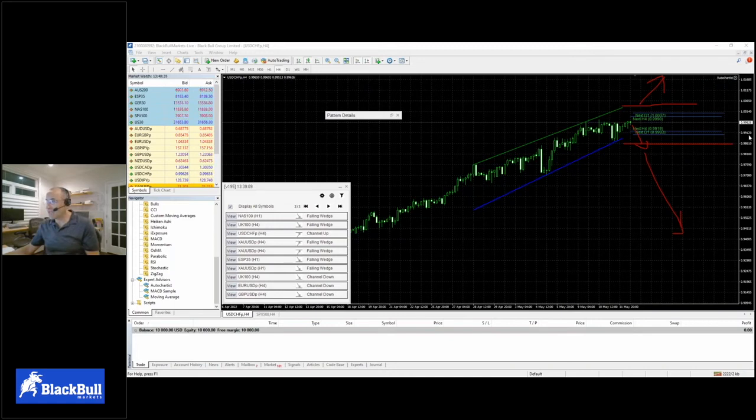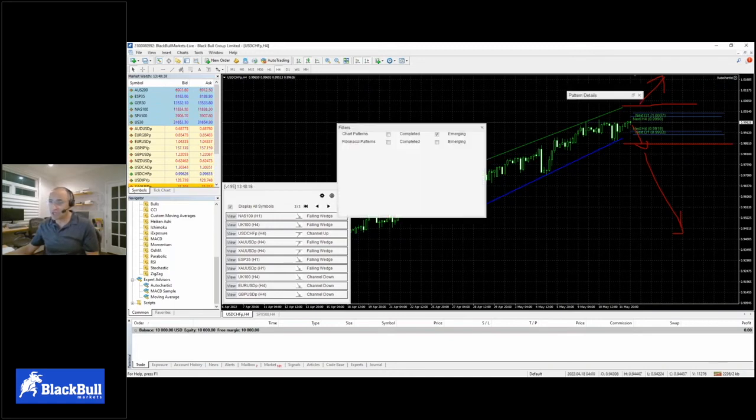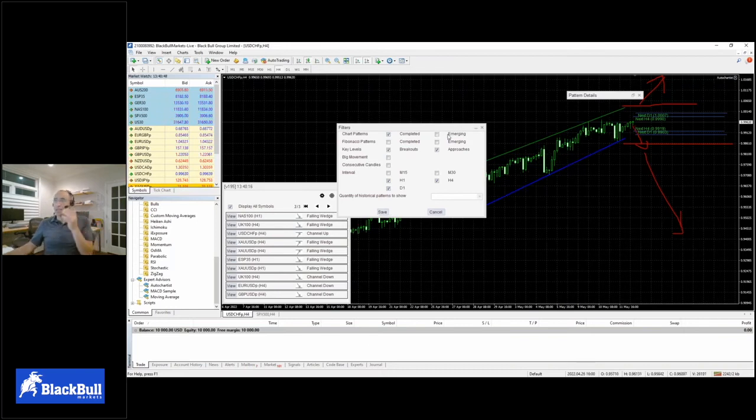For this reason of complexity, you'll notice this is why by default we don't have the emerging chart pattern selected. That is because it's an acquired taste, and even more so for Fibonacci patterns, which I think I have just enough time to touch on. I'm just looking at my clock here.